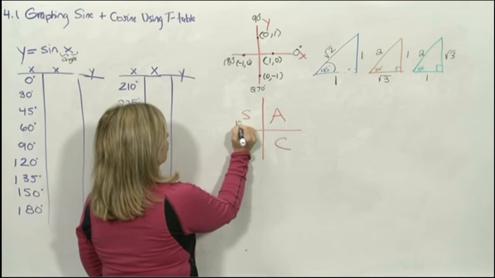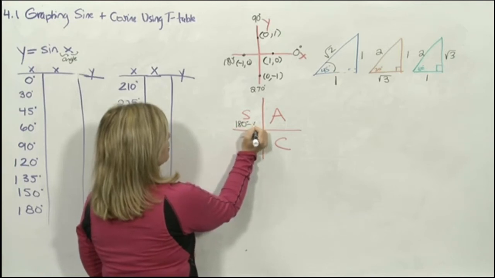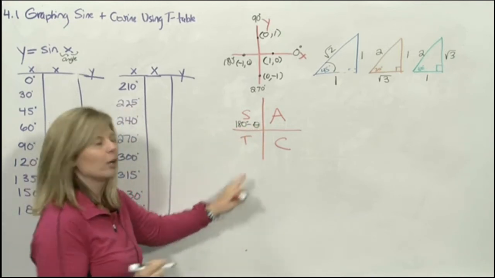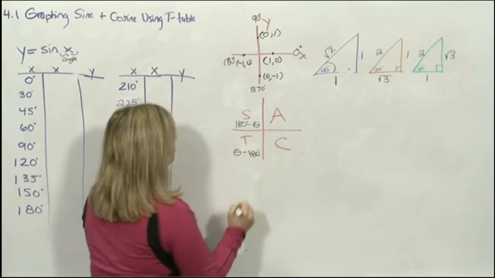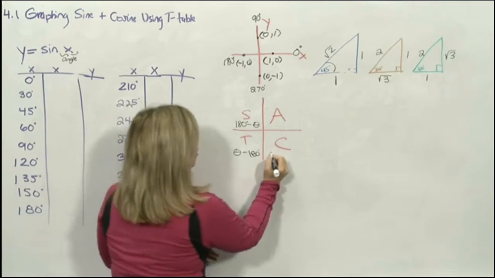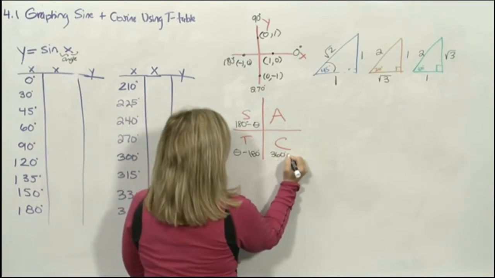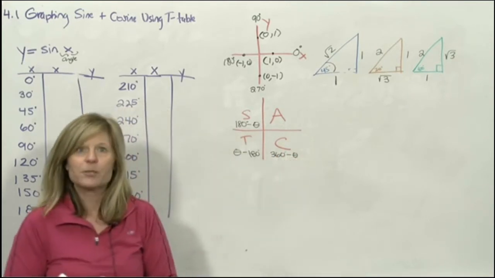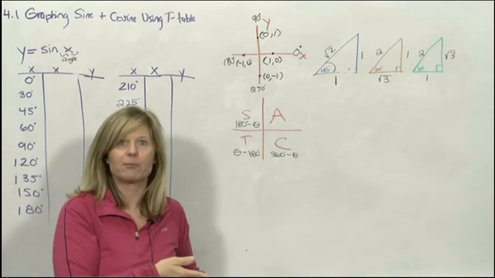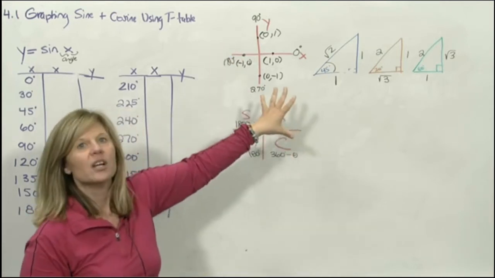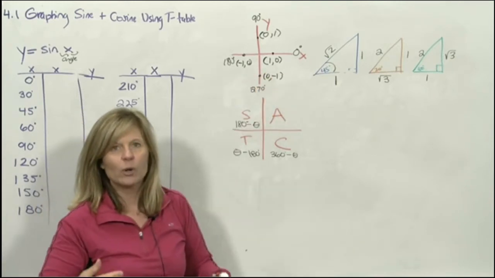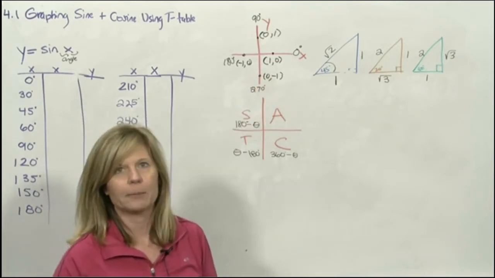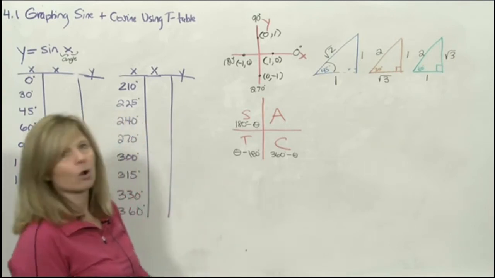In quadrant 2, our reference angle rule is 180 minus theta. In quadrant 3, our reference angle rule is theta minus 180. And in quadrant 4, our reference angle rule is 360 minus theta. Yes, people, I expect you from chapter 1 to remember all this. This is the basis of trig, knowing all these definitions. So we should use them as much as we can. So now we're ready to rock and roll.